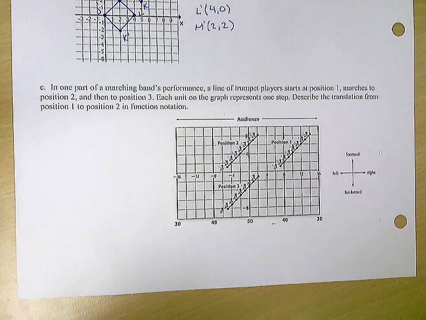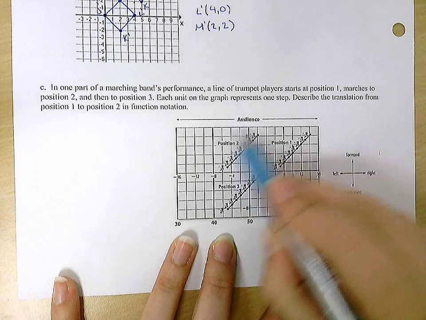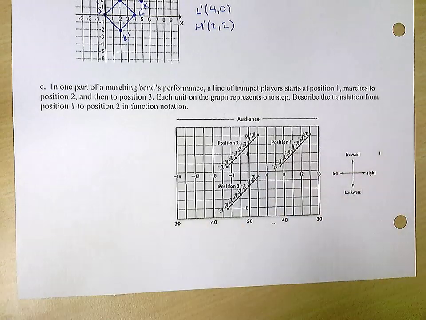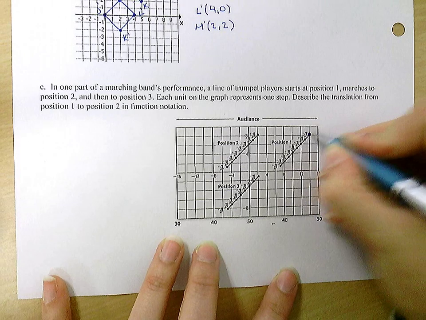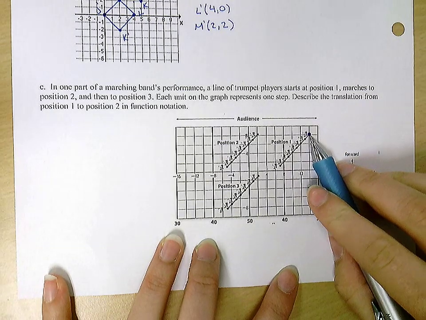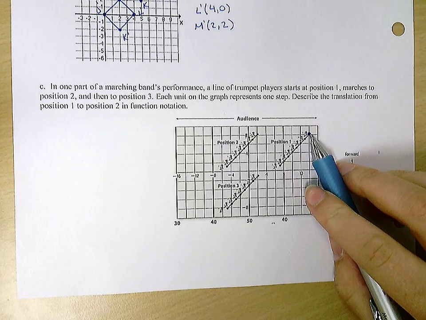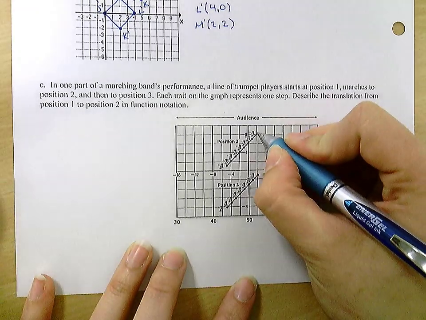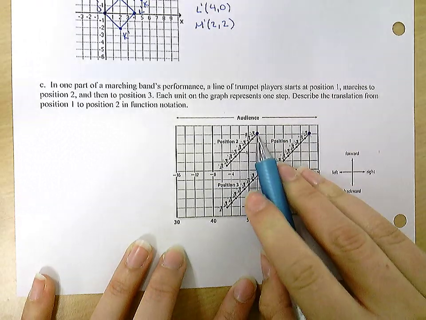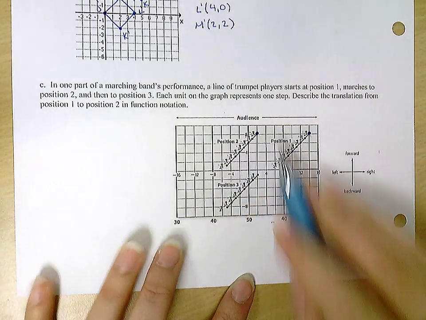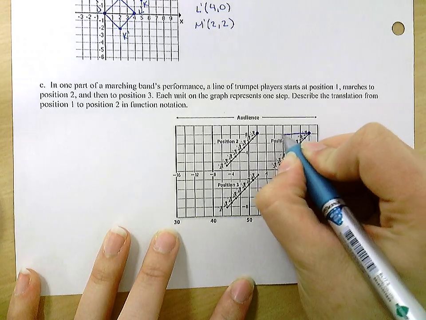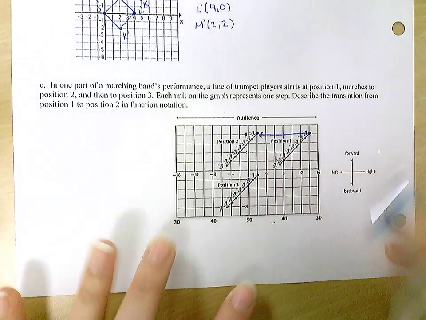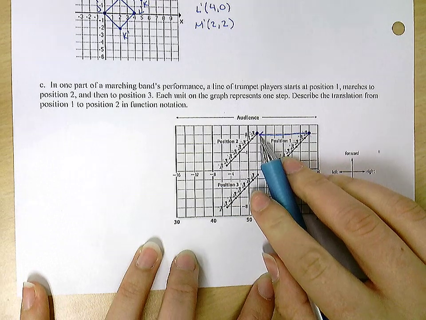So from position 1, which is right here, to position 2. What I do when I have to write out a vector is I pick a point from my pre-image. So I'm just going to pick this top one here. I need to pick the same point in my image, so the one that I'm moving to. Okay, so in position 2, that would be this point right here. Now I need to see how it's moving. Well, I know we're moving to the left this way, right? Okay, now if I count each of those, that's 6.